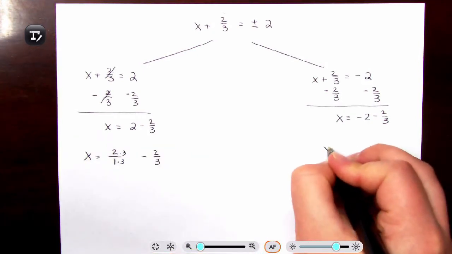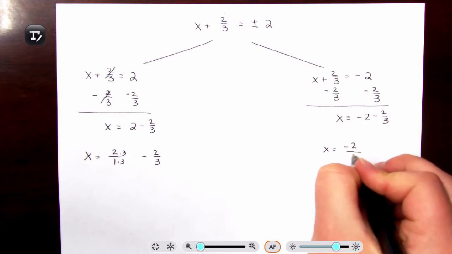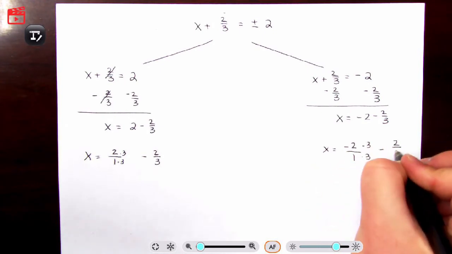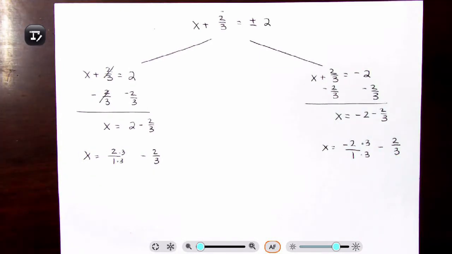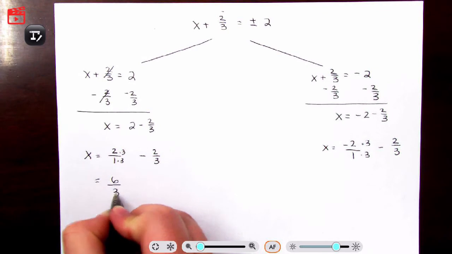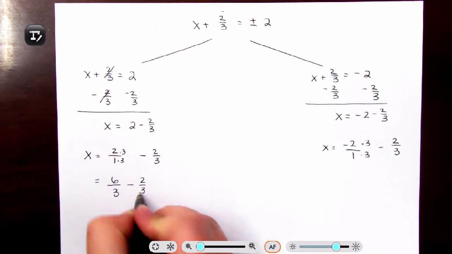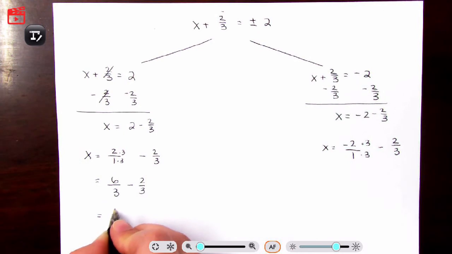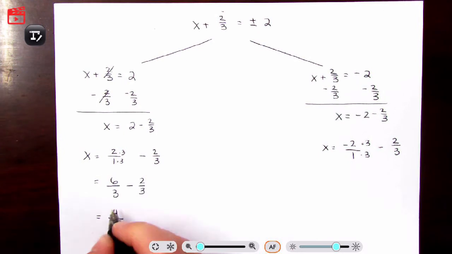Same thing here on this side. I'm going to create negative 2 into a fraction. I'm going to multiply by 3 top and bottom because I need the denominator to be 3 in order to subtract. 3 times 2 is 6. 3 times 1 is 3. Minus, minus. 6 minus 2 is 4. 3 stays.